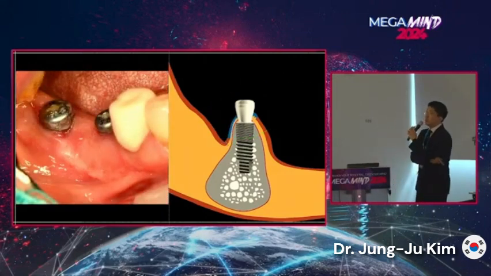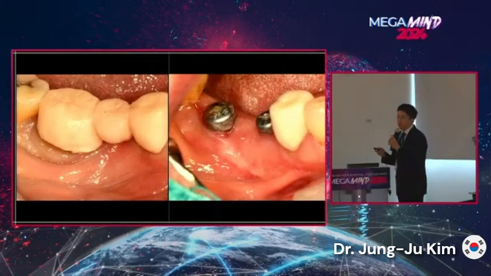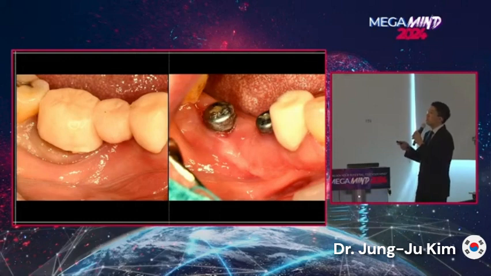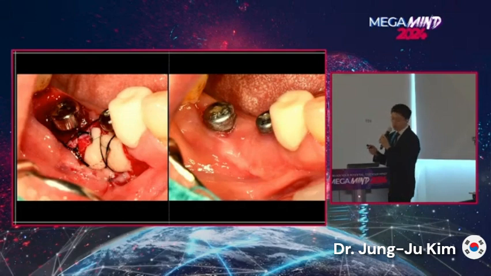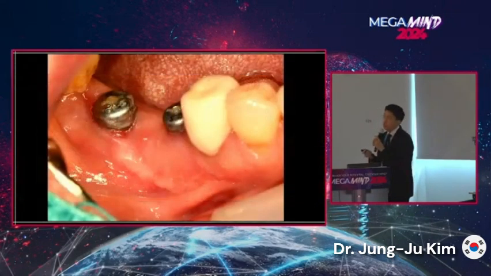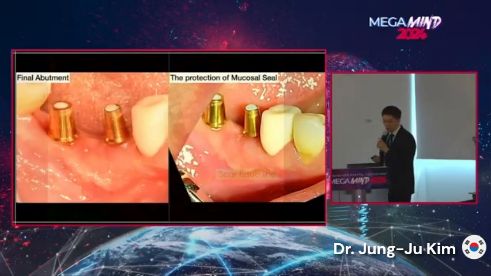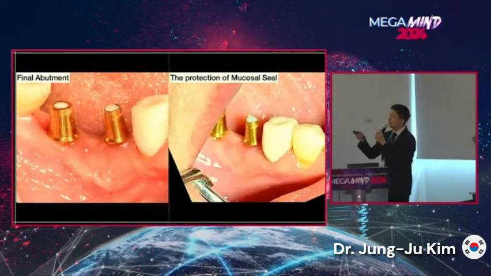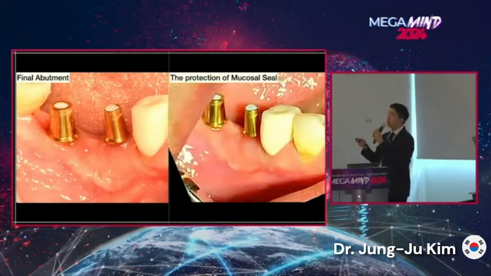Now this is the healed state. And here's the panoramic X-ray. Compared to the initial state, you can see that the mucosa under the pontic is positioned more apically, gaining bone-attached gingiva. Here are the pre and post photos showing the healing state following the surgery. The scar tissue line is well formed, and the newly formed bone-attached gingiva and scar tissue line protect mucosal seal from cheek movement.